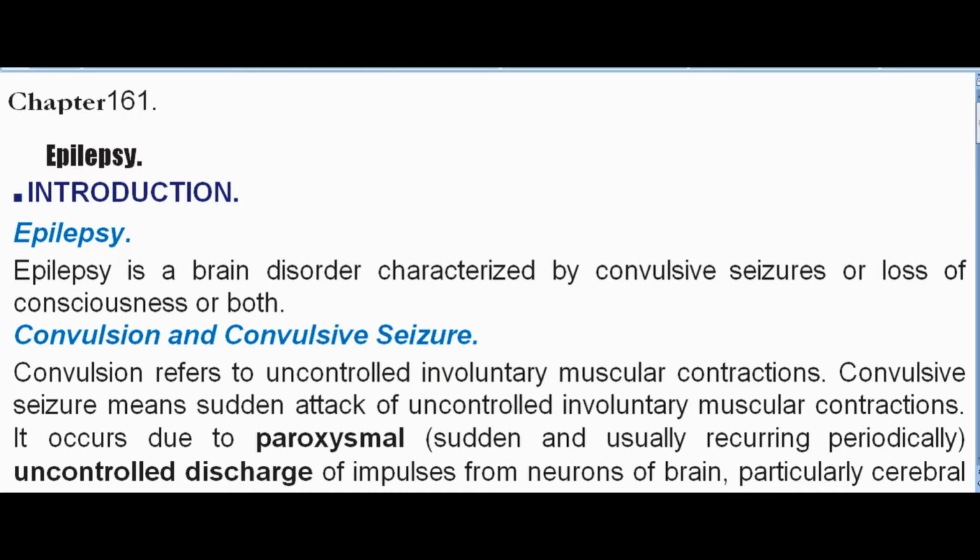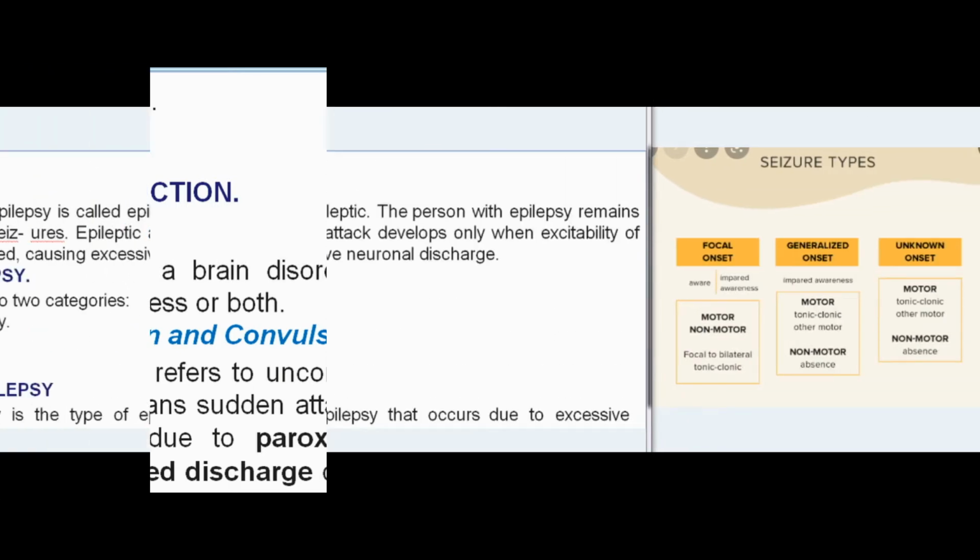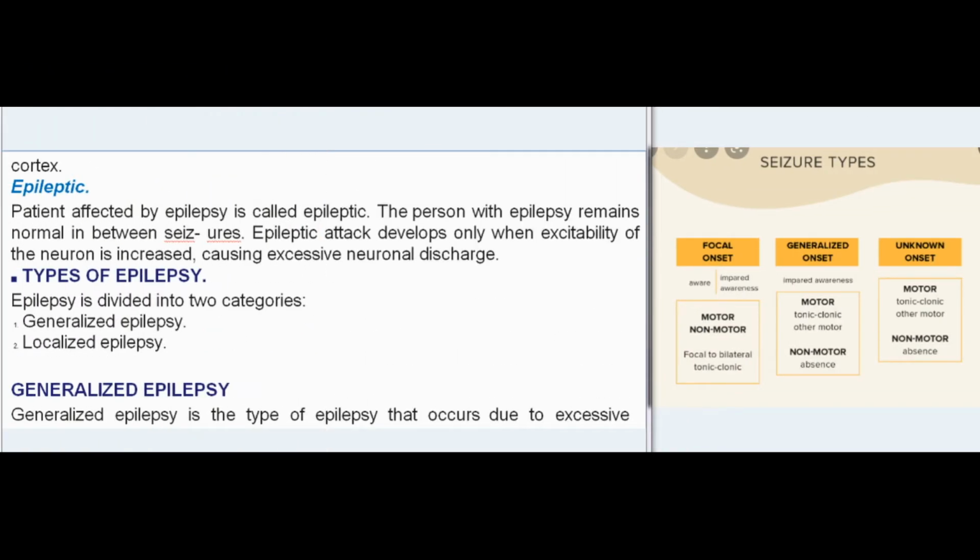It occurs due to paroxysmal, sudden and usually recurring periodically, uncontrolled discharge of impulses from neurons of brain, particularly cerebral cortex. Epileptic. Patient affected by epilepsy is called epileptic. The person with epilepsy remains normal in between seizures. Epileptic attack develops only when excitability of the neuron is increased, causing excessive neuronal discharge.